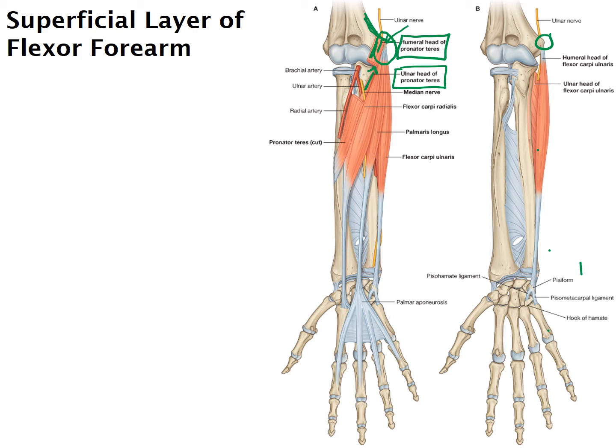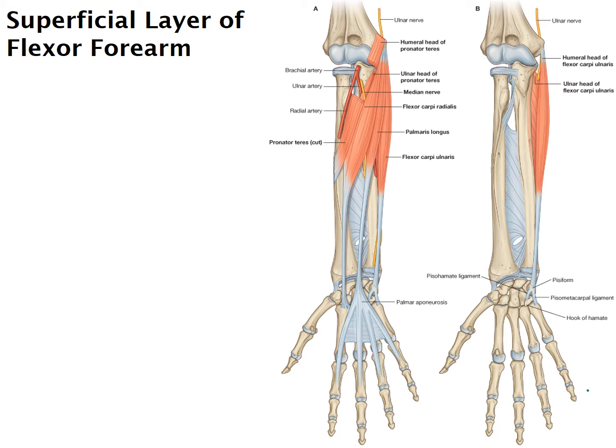By way of relationships, notice how the median nerve shown here passes right between these 2 heads. It passes superficial to the deeper ulnar head, but passes just deep to the humeral head. As its name suggests, the pronator teres muscle is responsible for pronating the forearm. As such, it acts on the radius.